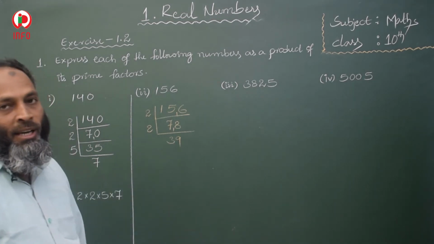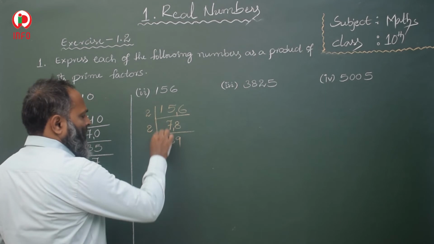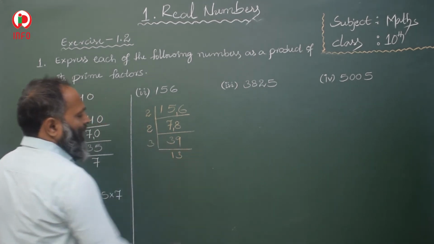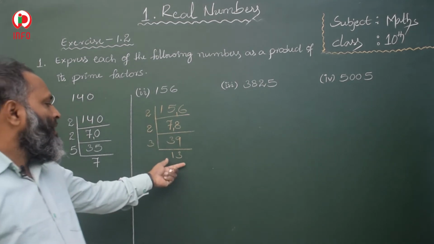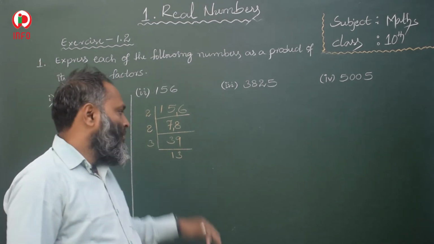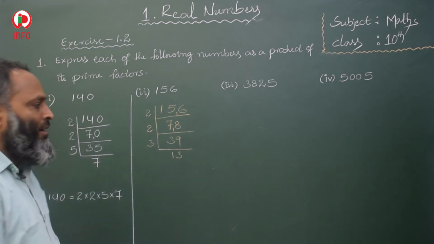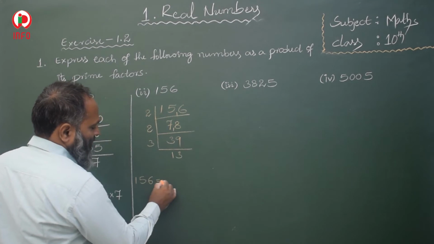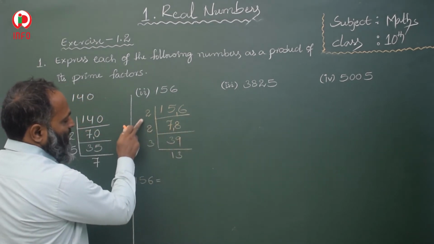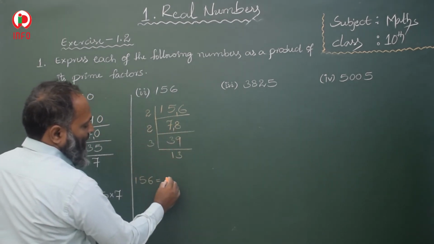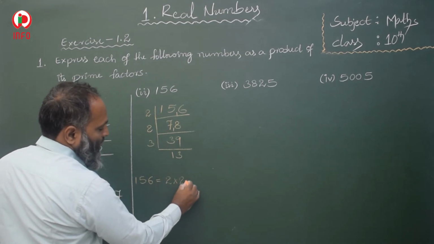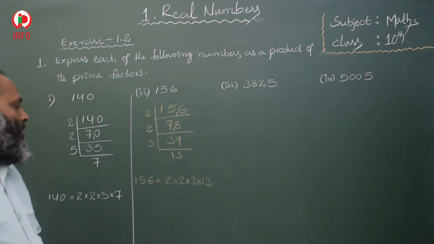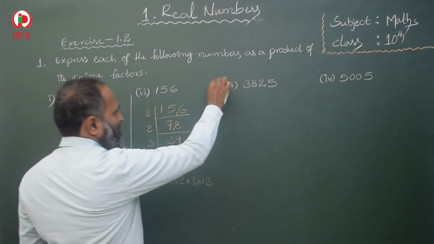39 is divided by 3. So now you take 3, a prime number. 3 1s are 3. 3 3s are 9. 13. So 13 is a prime number, so no need to do further. Stop here. So 156, how to write as a product of prime factors? That is 2 into 2 into 3 into 13. So this is the product of prime factors.